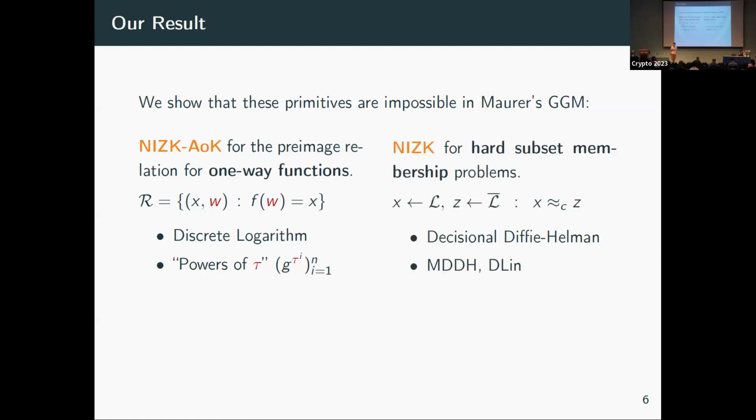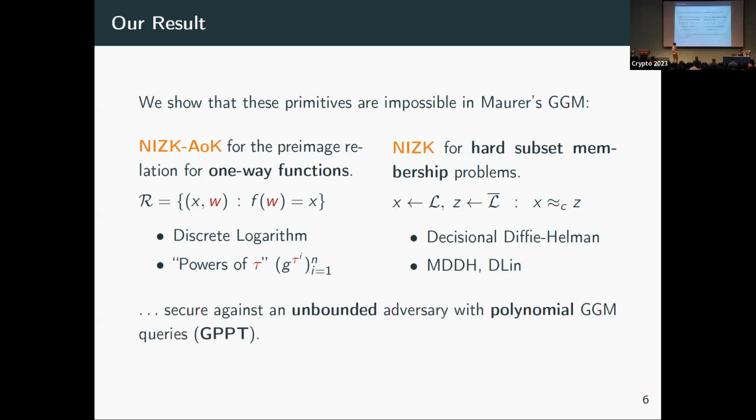And a second result is that NIZKs that are not necessarily arguments of knowledge don't exist as well, but for languages that are hard subset membership problems. So this class of languages is essentially a generalization of DDH, if you want, where you can sample from the language and from the complement of the language in such a way that the two distributions are indistinguishable. So this includes, again, DDH, but other examples like MDDH or DLIN are also included in this class.